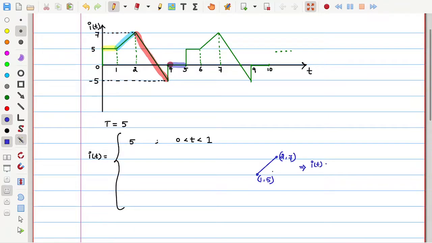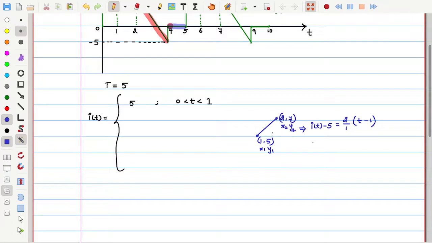Quickly find its corresponding line equation. I of t minus 1 is equal to, 7 minus 5 is 2, divided by 2 minus 1 is 1, into t minus, sorry, here it should be 5, y minus y1. This is x1, y1 and this is x2, y2. So I of t minus 5 is equal to m into t minus x1, where m is the slope. Simplify this equation and tell me its corresponding equation. I of t is equal to 2t plus 3, sir. Very good.